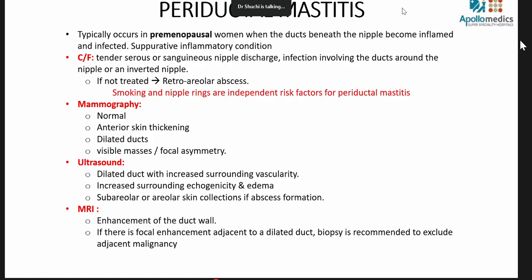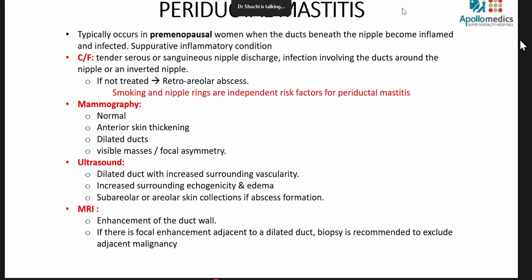If you are doing a mammography, the patient can have a normal appearance, anterior skin thickening would be there, dilated ducts can be visible, or a visible mass or focal asymmetry. On ultrasound, it will be a dilated duct with increased surrounding vascularity, then increased surrounding echogenicity and edema, then subareolar or areolar skin collections if there is abscess formation.